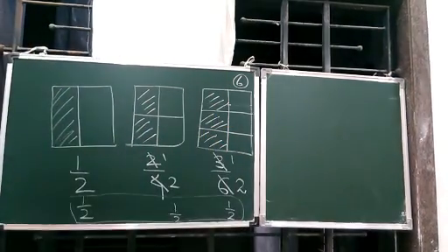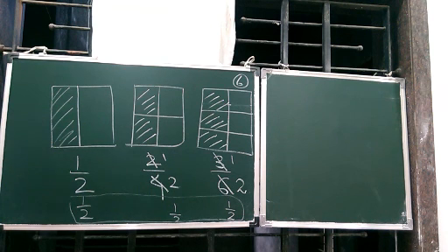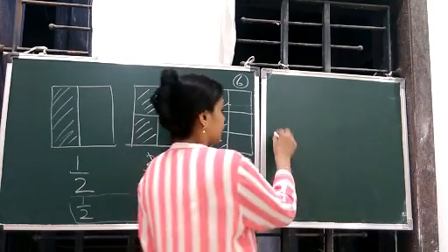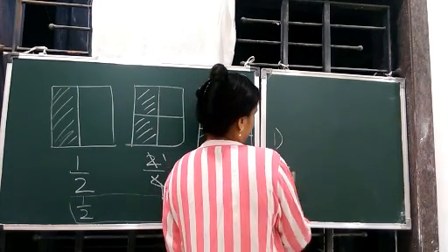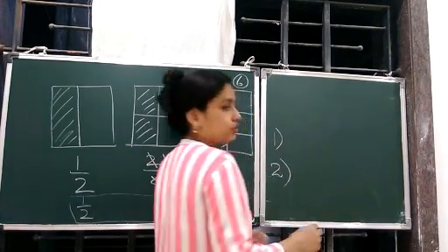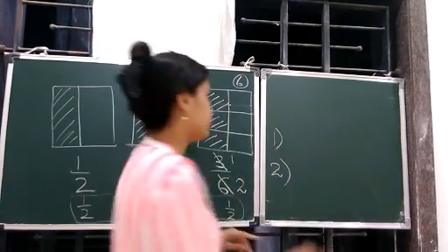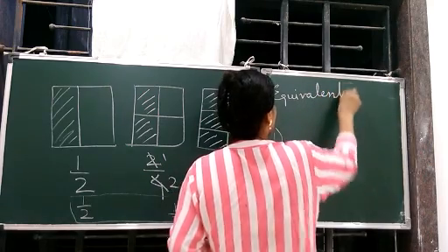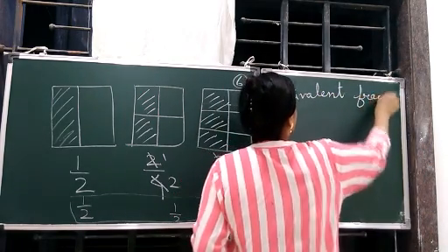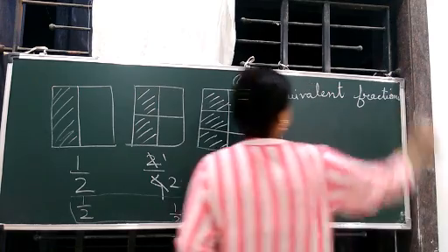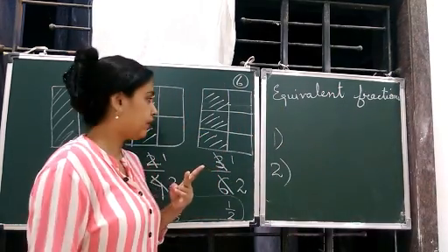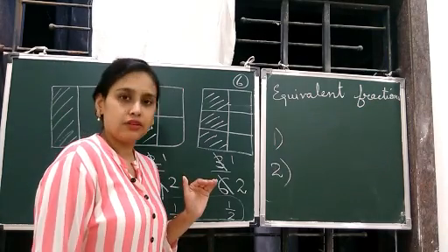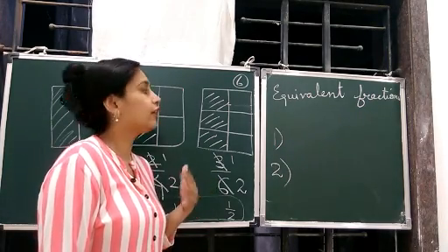What are they known as? Equivalent fractions. So how do we get equivalent fractions, children? There are two parts to the definition of equivalent fractions. First, equivalent fractions are formed, or you can say obtained.